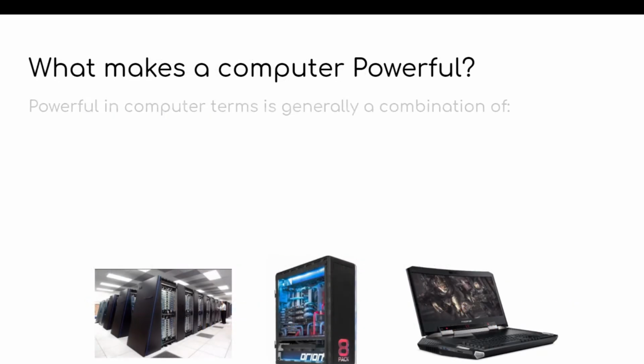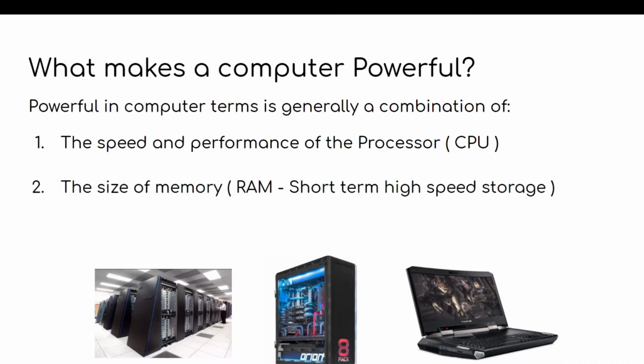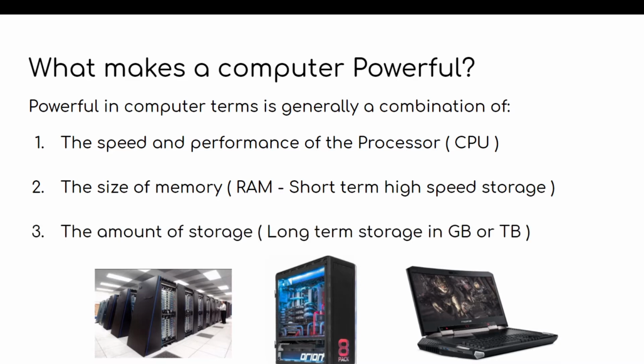So what makes a computer powerful? Powerful in computer terms is generally a combination of the speed and performance of the processor, or the CPU, the size of memory, or random access memory, as we know it, RAM, the short-term high-speed storage that we were talking about, and then the third thing is the amount of storage, the long-term storage measured in gigabytes or terabytes. So basically, how fast can we process things? How much can we store in the short-term memory? And then how much can we store in the long-term memory? These three things generally determine the overall power of a computer.